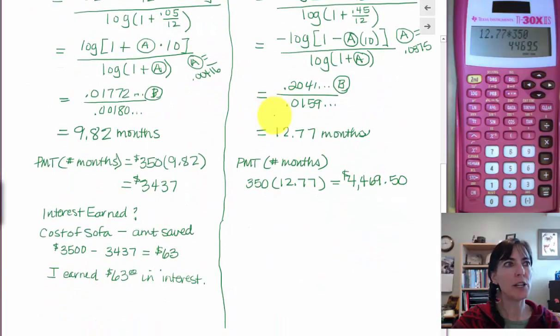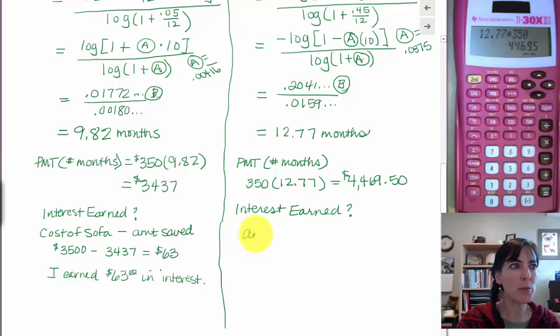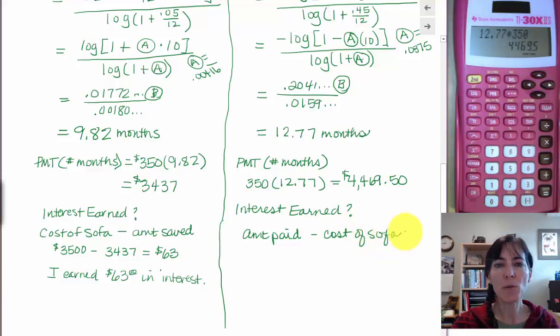And the last calculation that I have to do is the interest earned. And to find that, it will be the amount paid minus the cost of the sofa. Now this I'm doing backwards because you can see the amount that I'm going to pay is greater than the cost of the sofa, so I need to do the subtraction in the opposite order to come out with a positive number.